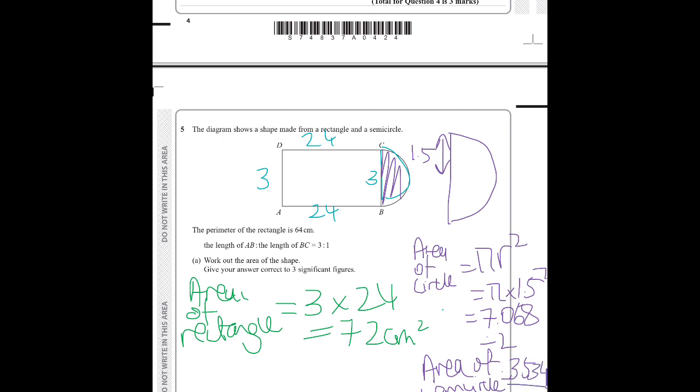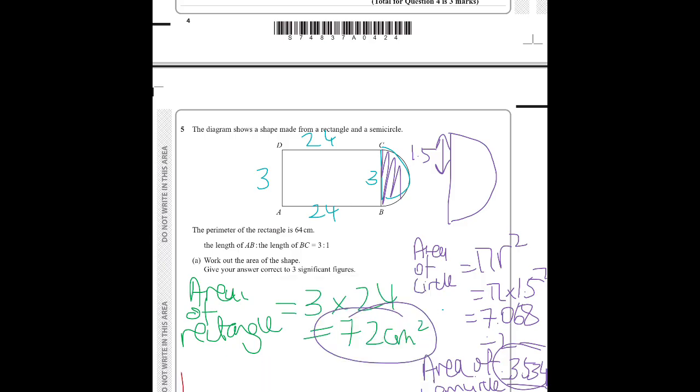3.534. So the last step is really the total area is these two numbers added together. So 3.534 plus 72. Let's wrap things up. I meant I had 72. So the total area, let's pick a different colour.